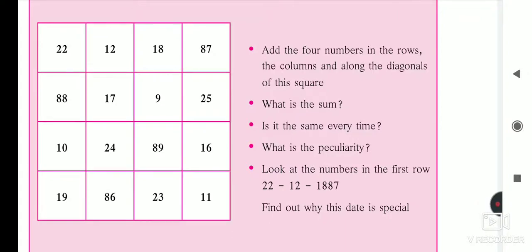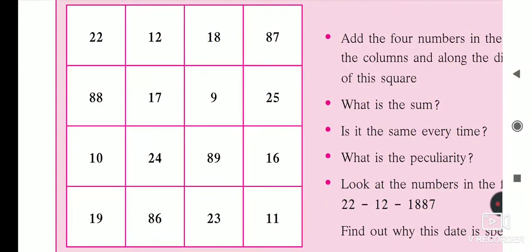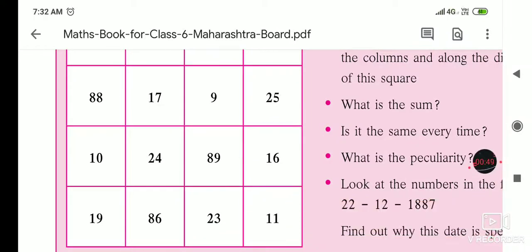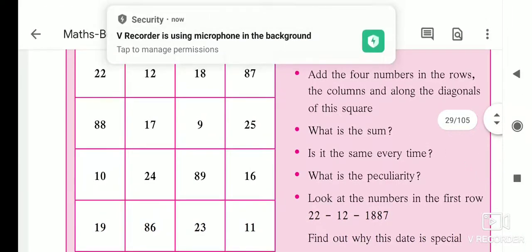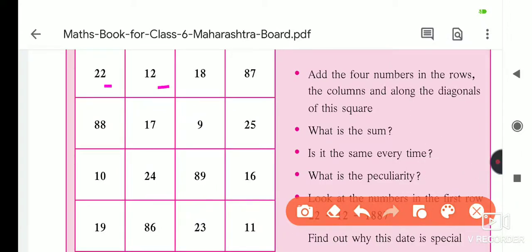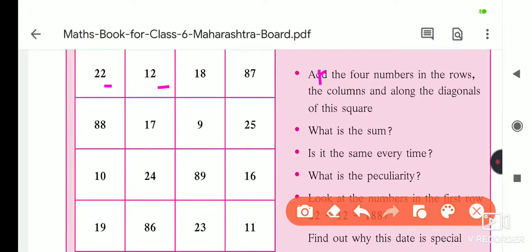So first of all, they told you to add the four numbers in the rows. So here are the rows. As you know, the horizontal lines are rows and the vertical ones are columns. So if we add the numbers in the rows, let us see the sum.